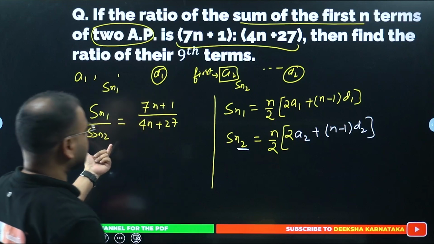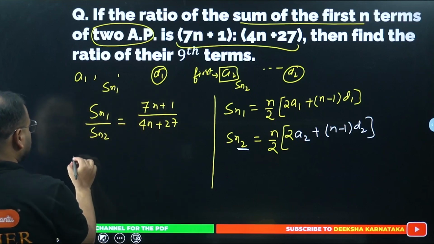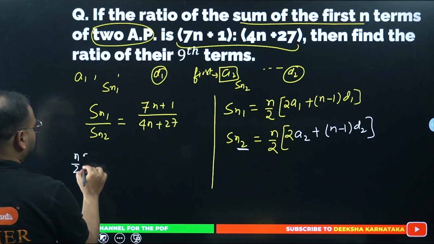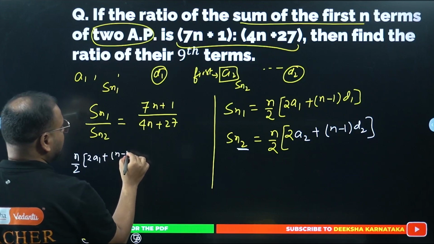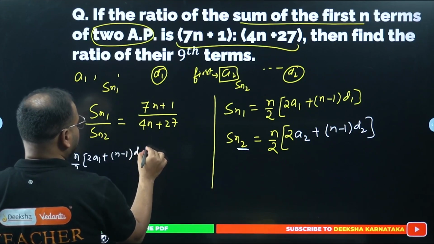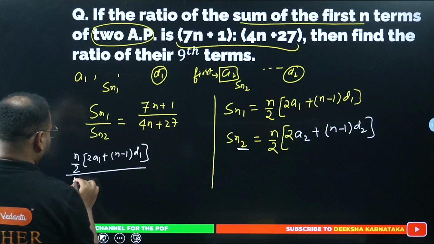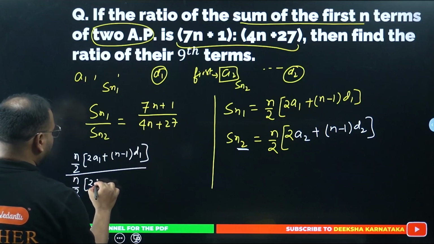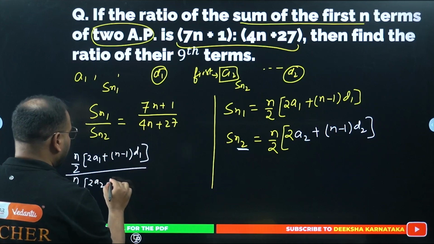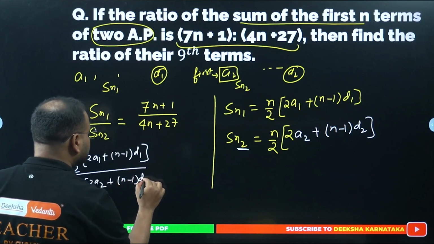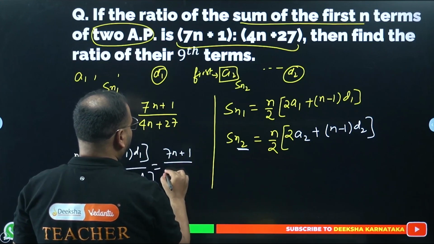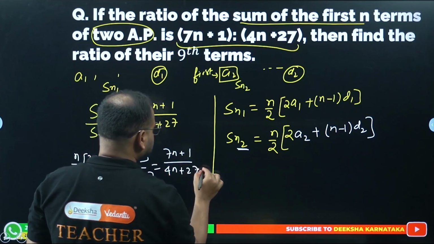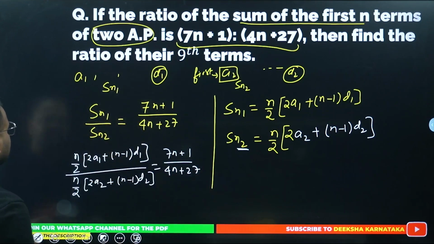Now we're going to use it here. So n by 2 times 2a1 plus n minus 1 times d1, divided by n by 2 times 2a2 plus n minus 1 times d2, and this is equal to my given expression 7n plus 1 upon 4n plus 27, the ratio which is given. Something getting cancelled, sir? Yes, n by 2 gets cancelled.